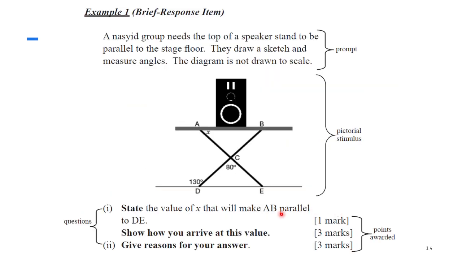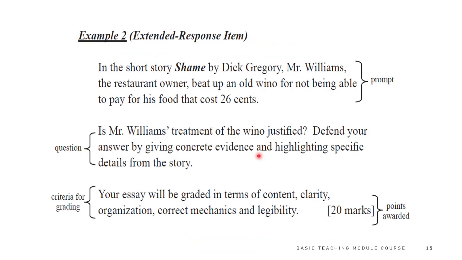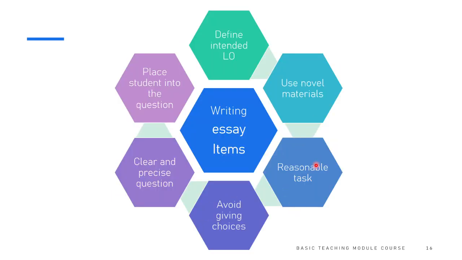Let's say you ask, give reason to your answer, and then there are 3 brief response items that need to be answered in 10 minutes. In terms of time, if the expected answer is quite short as a brief response, that's reasonable. But if you expect this question to be answered in 10 minutes, this is unreasonable.